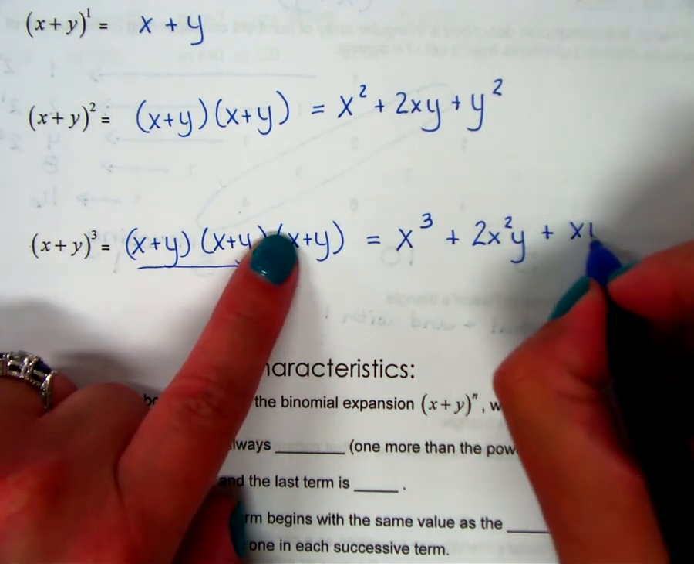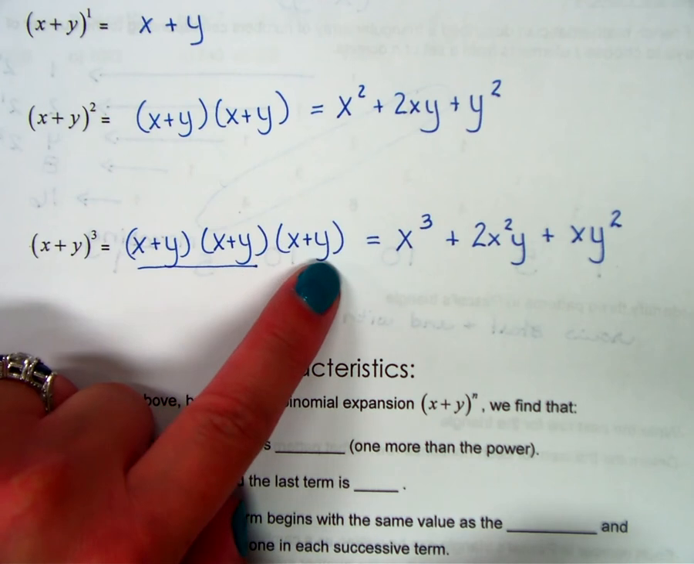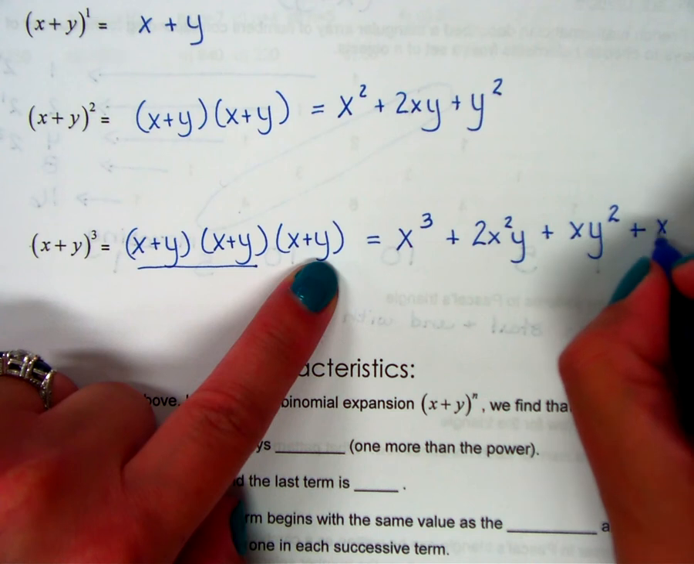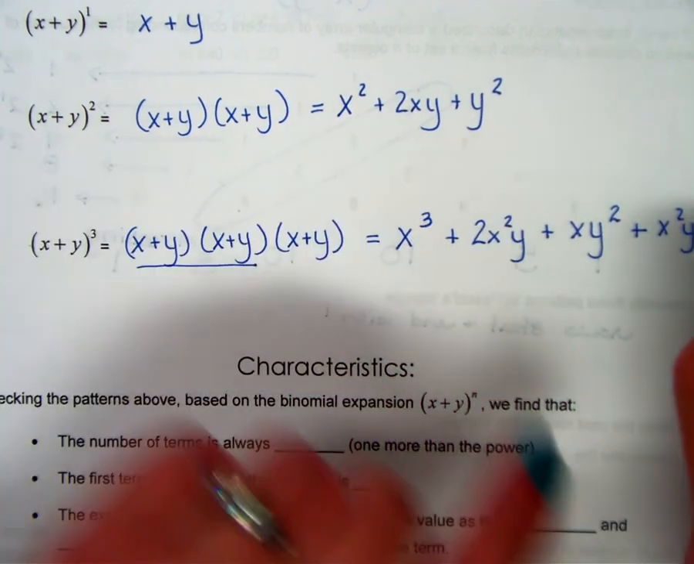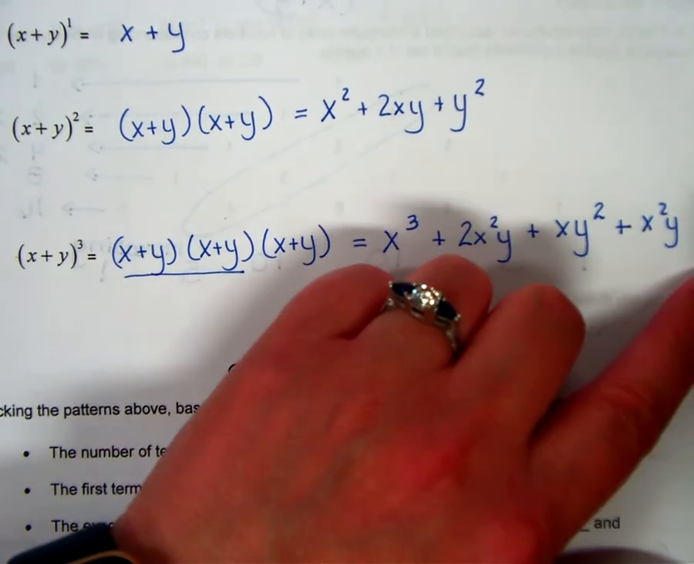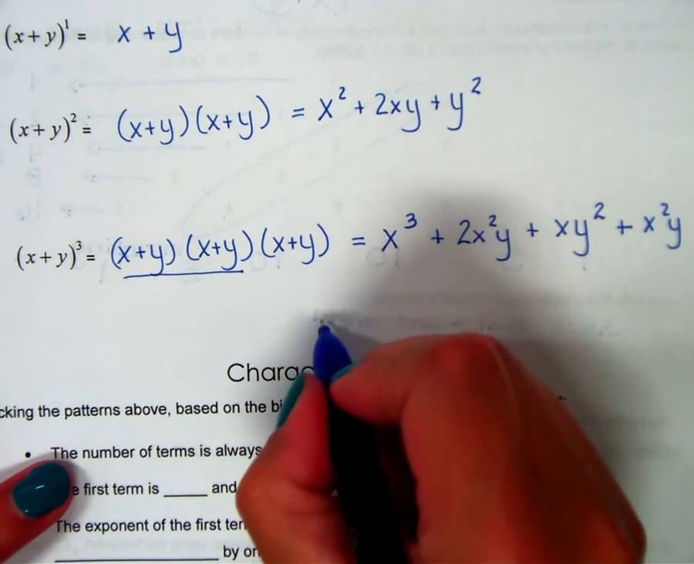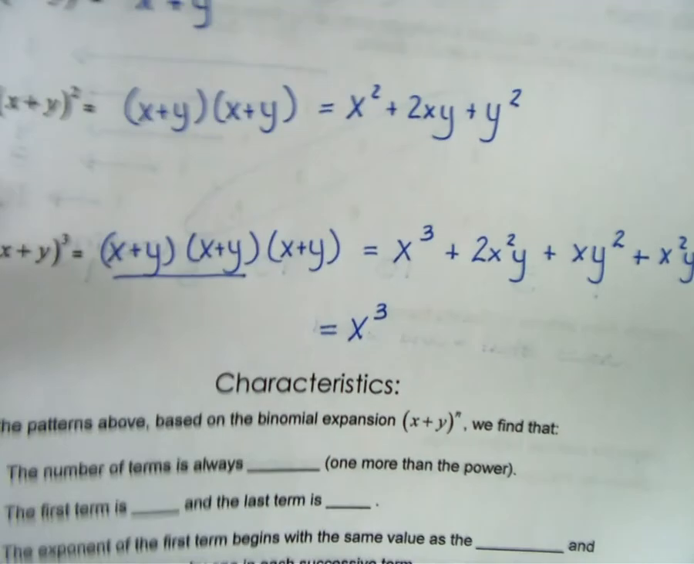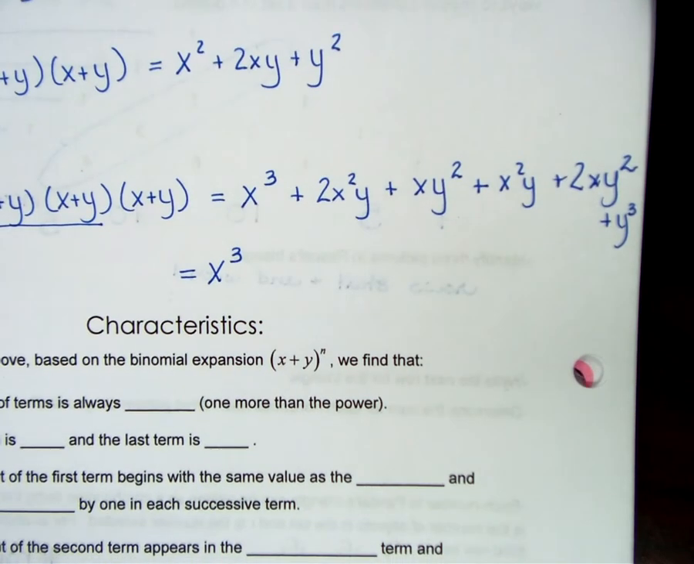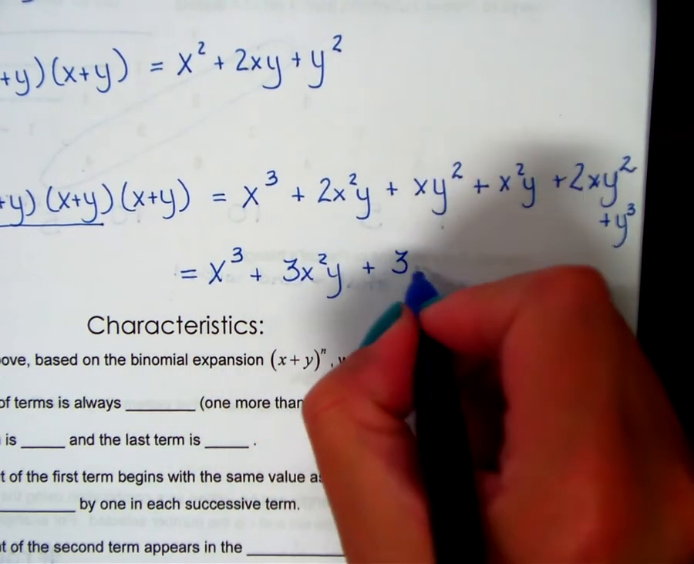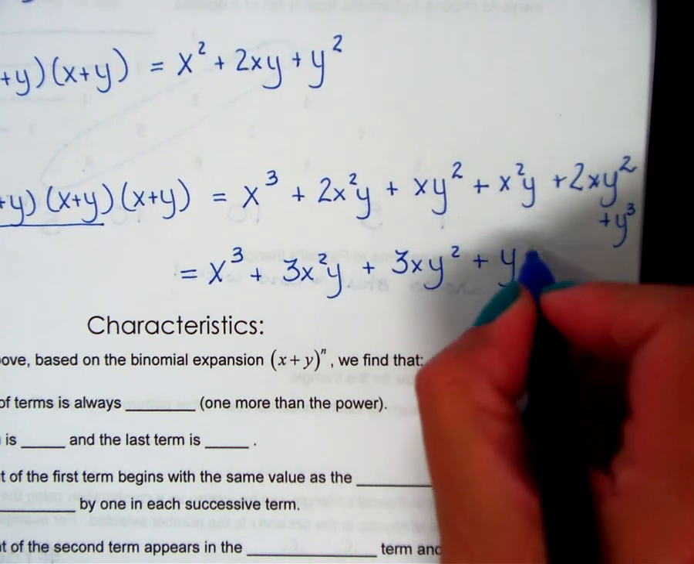plus x y squared. And now we're going to take the y and we're multiplying it in here. So plus x squared y plus 2xy squared plus y cubed. So let's add that all up. Combine like terms. Oh, sorry, you guys can't even see the side of my page. So I've got plus 3x squared y plus 3xy squared plus y cubed.